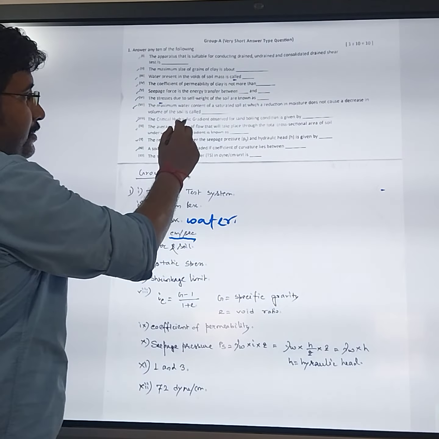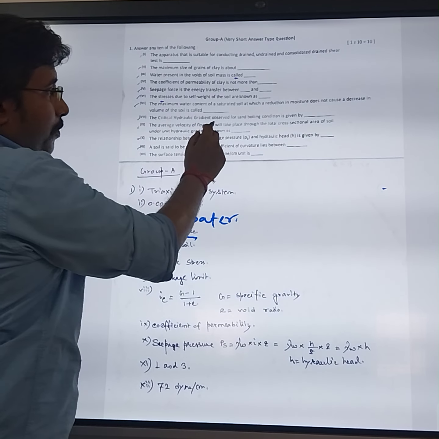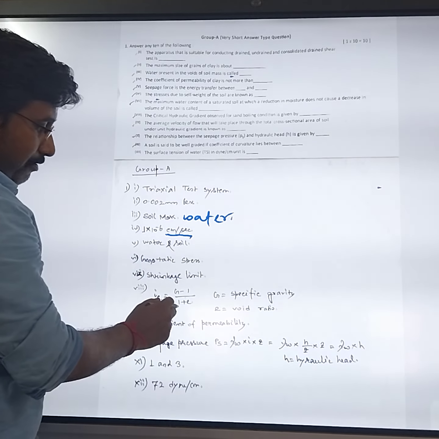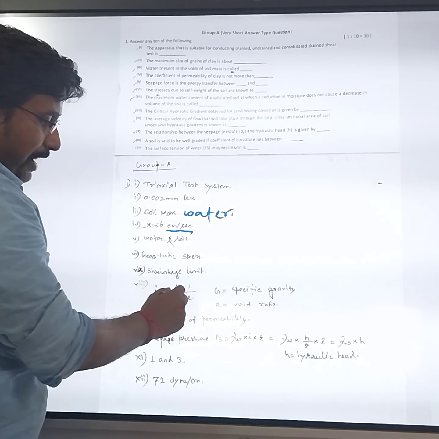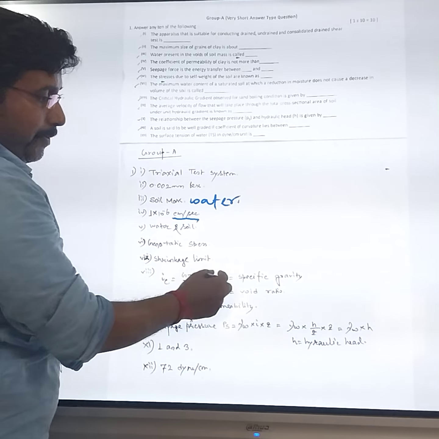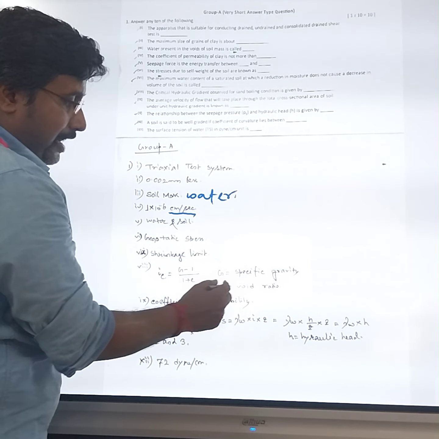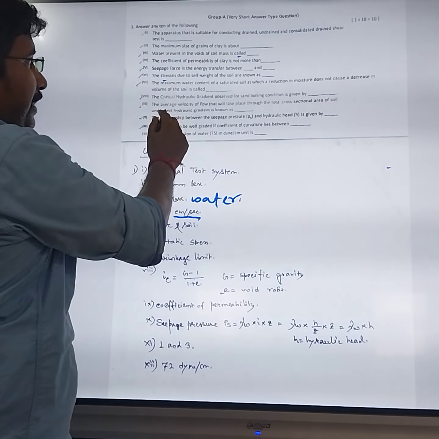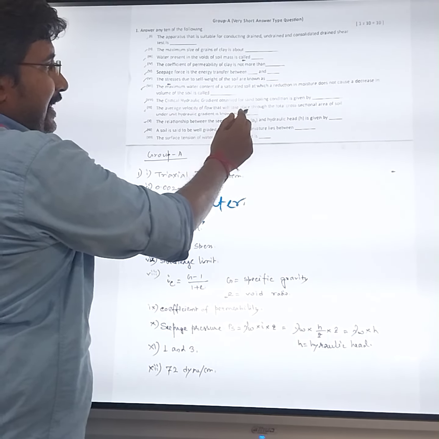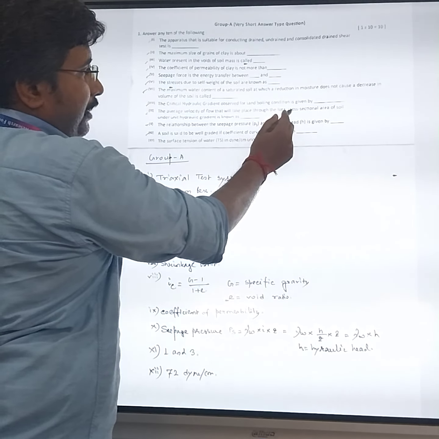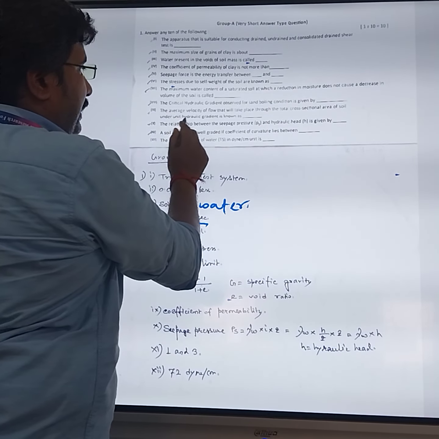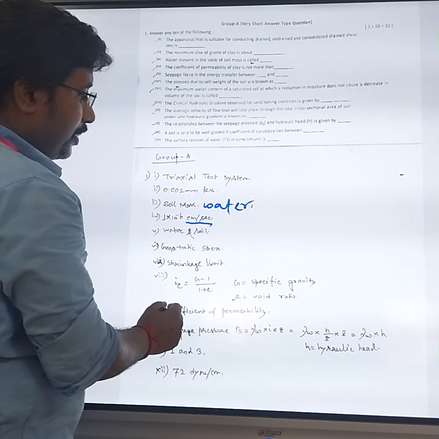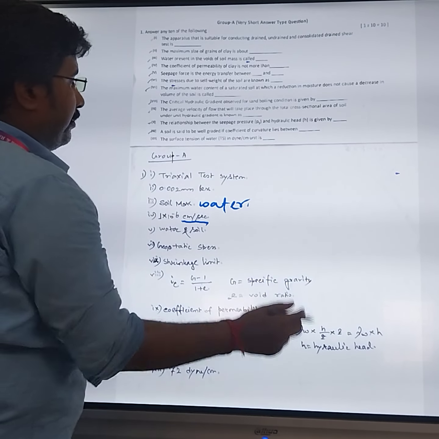The critical hydraulic gradient observed for sand boiling condition is given by IC equals (G minus 1) by (1 plus e), where G is the specific gravity of the soil and e is the void ratio present in the soil mass. The average velocity of flow that will take place through the total cross-sectional area of soil under unit hydraulic gradient is known as coefficient of permeability.